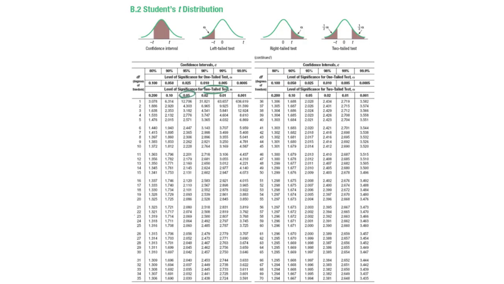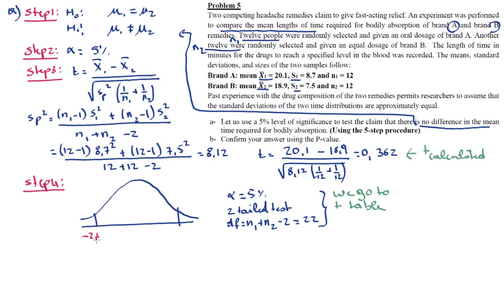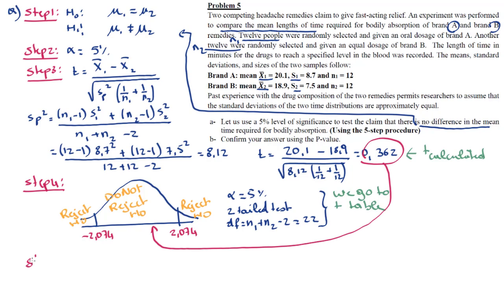If T calculated falls between minus 2.074 and 2.074, we do not reject H0, while if T calculated is higher than 2.074 or lower than minus 2.074, we reject H0. In our case, T calculated is equal to 0.362, which falls between minus 2.074 and 2.074, so we do not reject H0.